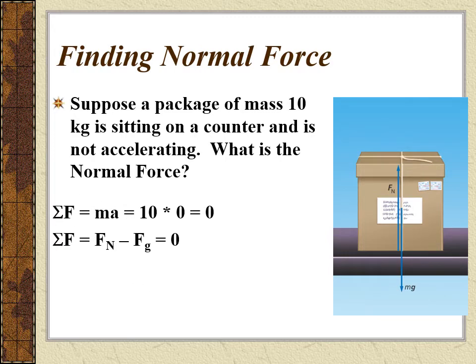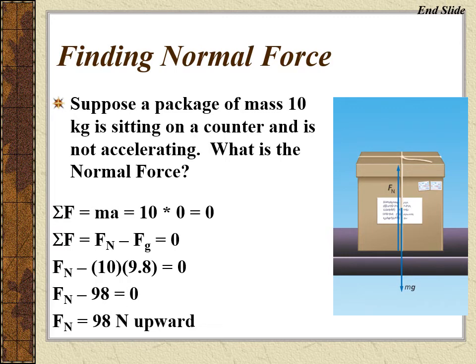We have our equation to find the force of gravity. That's mass times gravity, which is 10 times 9.8. We calculate that, take that to the other side, and we figure out that the normal force equals 98 newtons. So the weight of the object is 98 newtons. So the normal force has to be 98 newtons in order to balance it so that it's not accelerating.